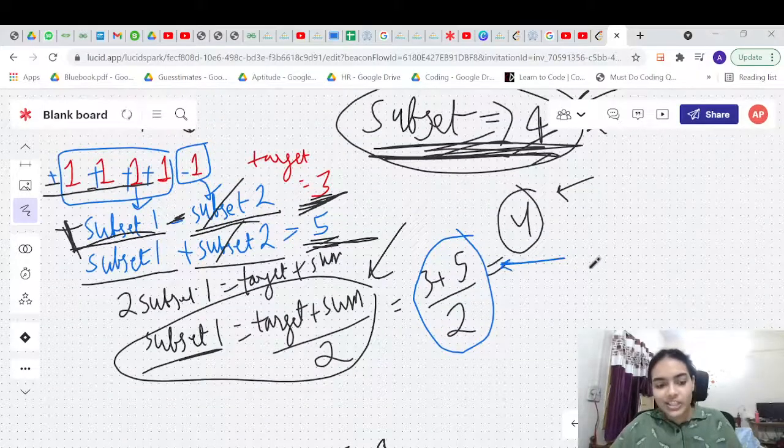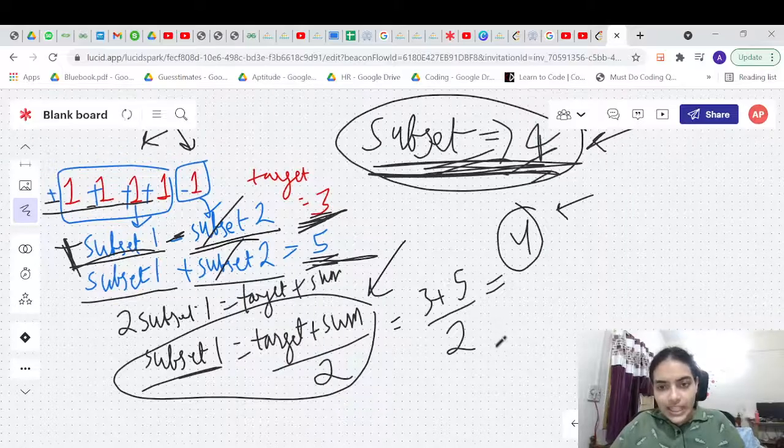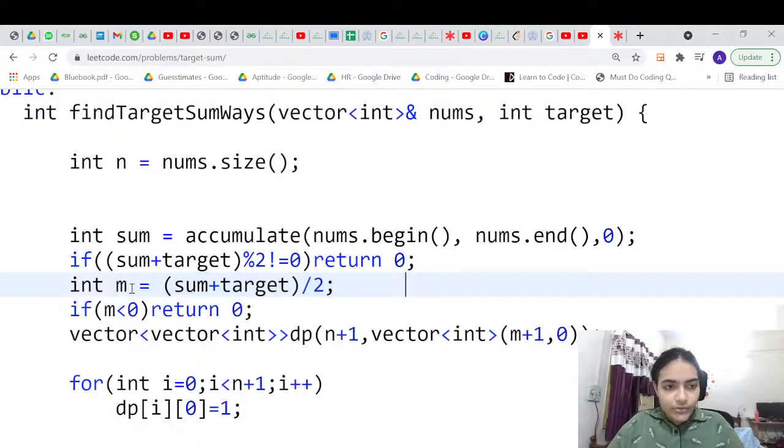This has to be an integer because it's an integer array. So we can simply check if it is an integer at all, because if it's not, you will not be able to make it, right? So we first have to check whether this value is even. In our case, for example, 3 plus 5 is 8, so we wanted to make 8 by 2, which is 4. So if it is not even, we'll simply return here.